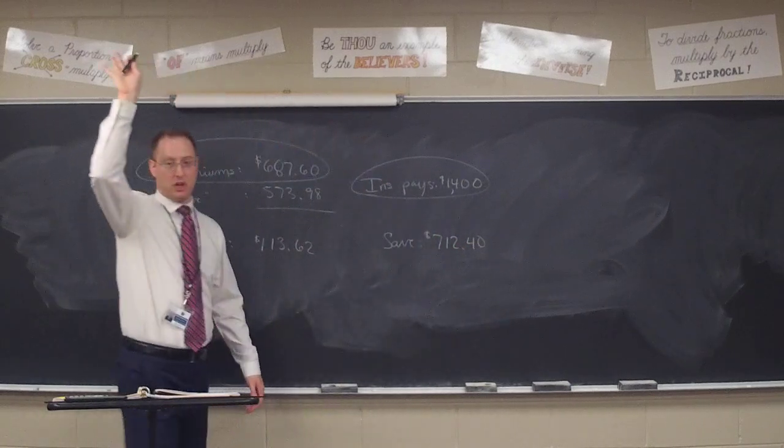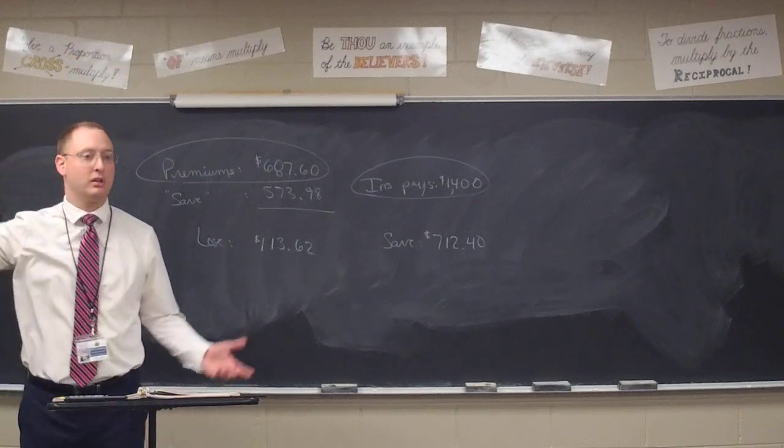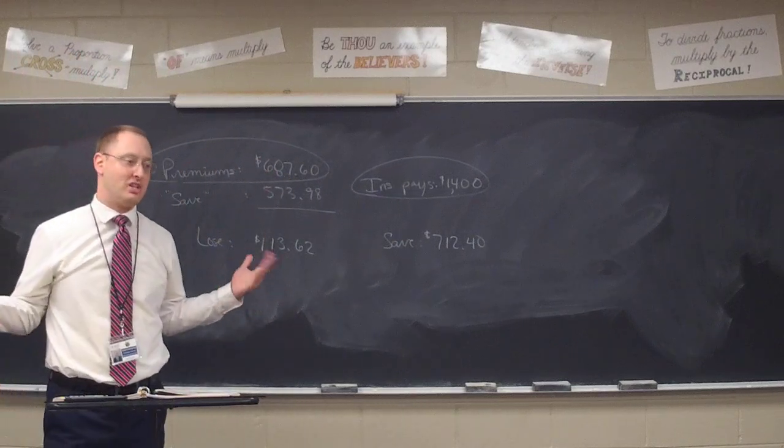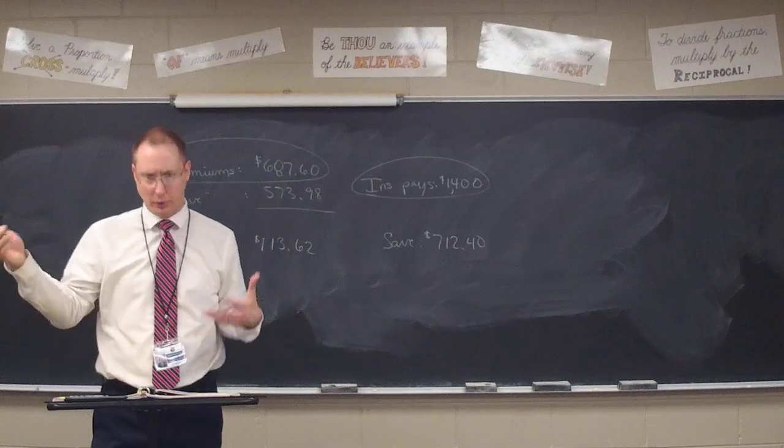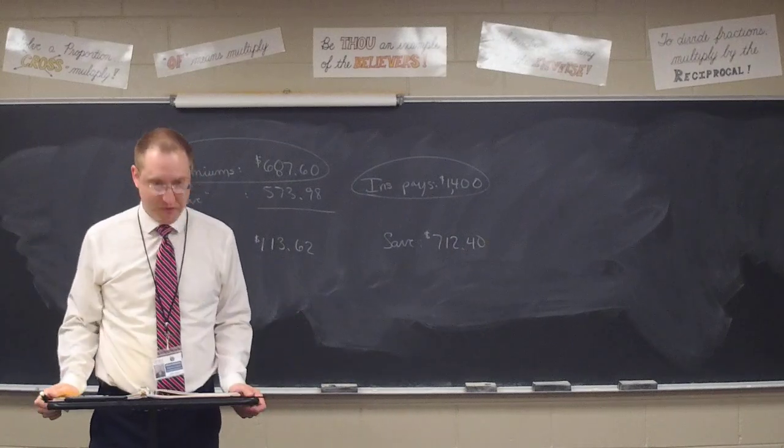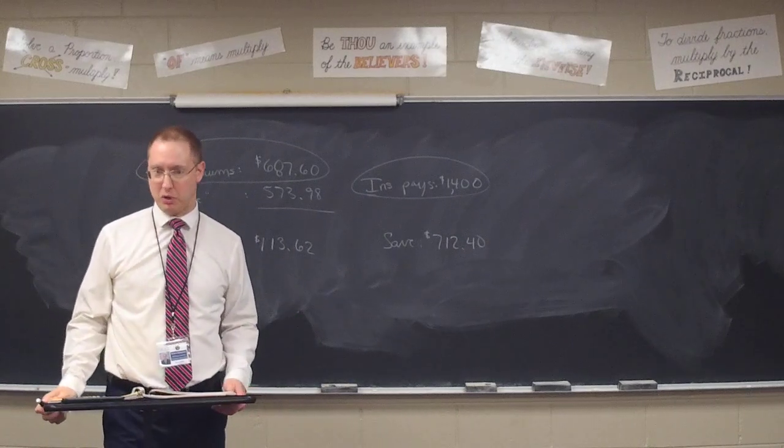$712.40. How many had $712.40 saved? Because the insurance paid more for her than she paid to them. Does that make sense? We get the idea of saving money, losing money on insurance. All right, number 5. Read about George, if you would, please.